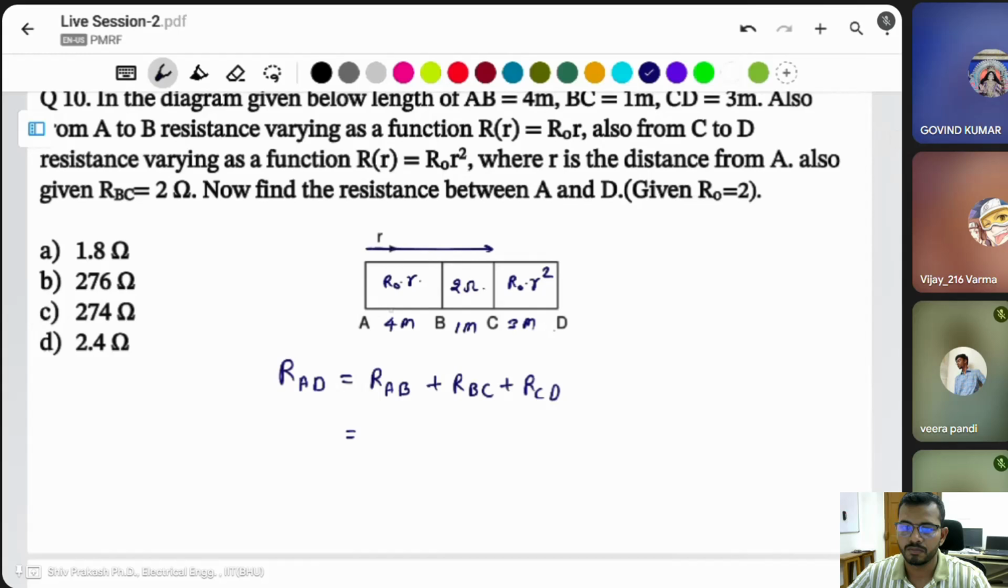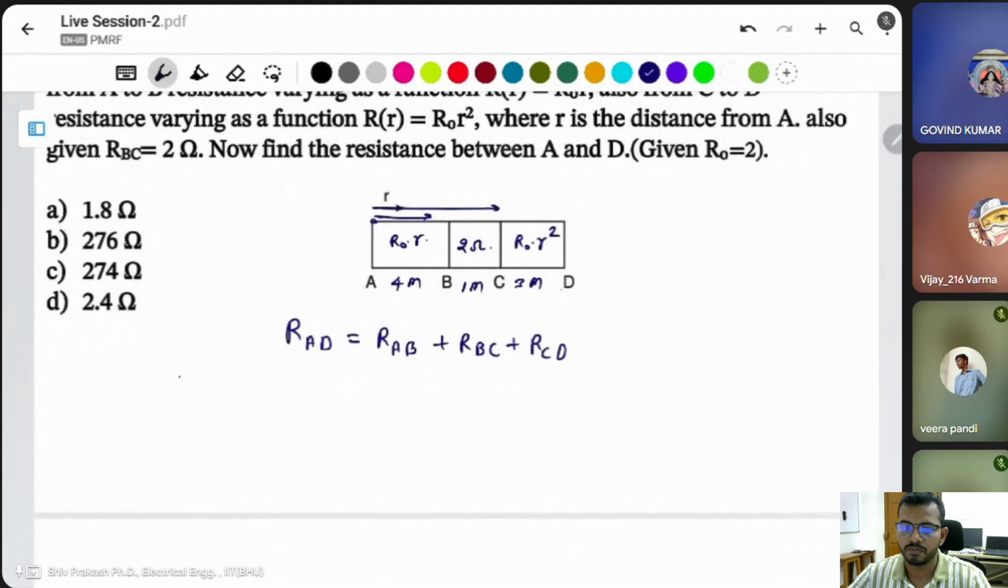Resistance varies from 0 to this length, r. Then how can you find this? RAB. First find the RAB.